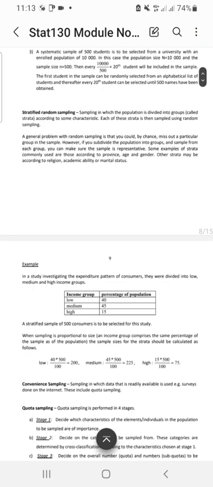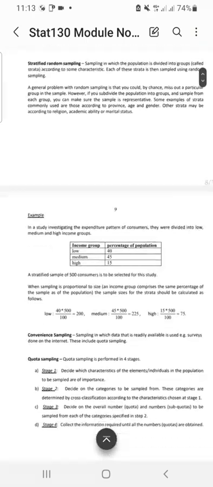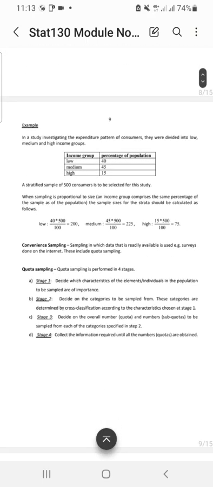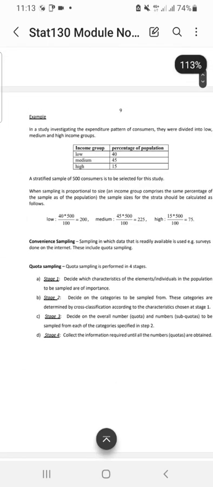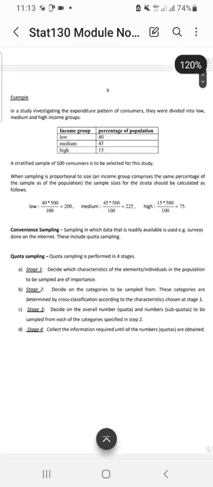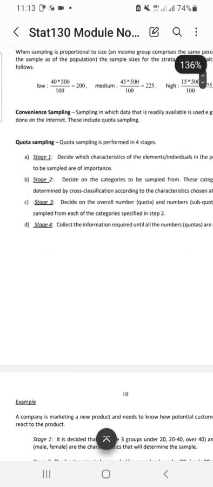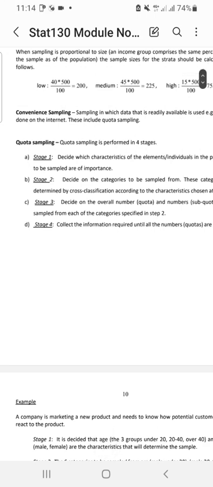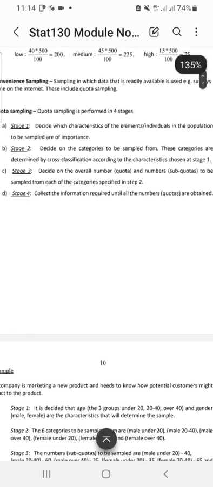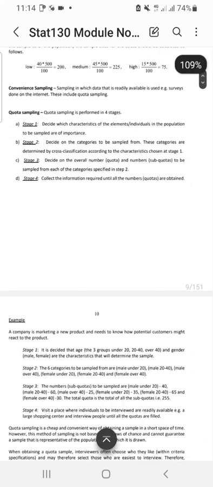Then stratified random sampling, know what it is, know how it's done. This one is important. Know how you do this, to work backwards. Okay, quota sampling, convenience sampling, know what it is. That's important. Quota sampling, the steps, just read on it. Don't memorize. It's not going to be in a question like this.